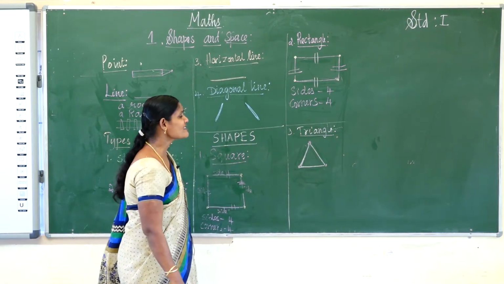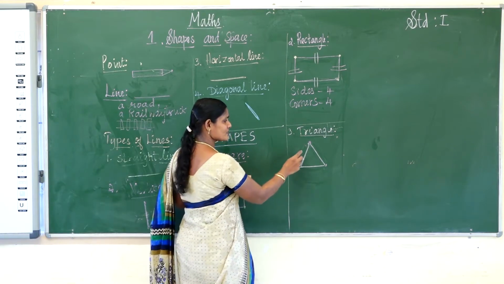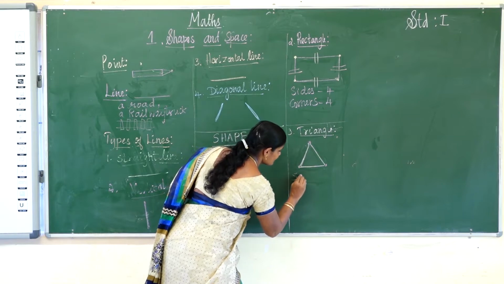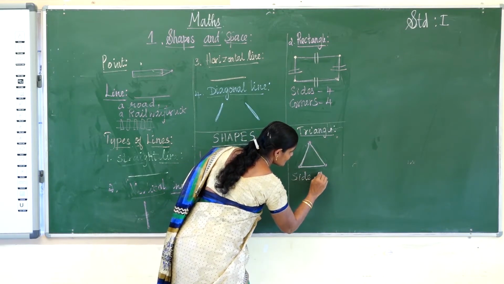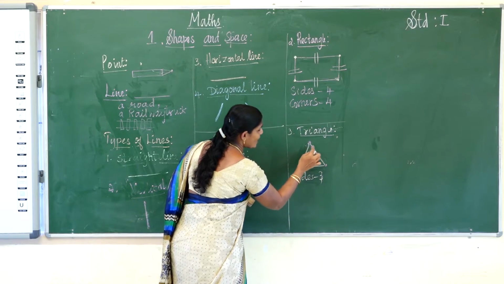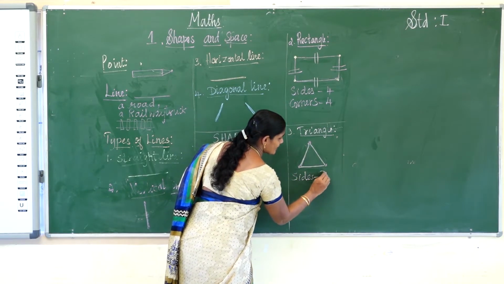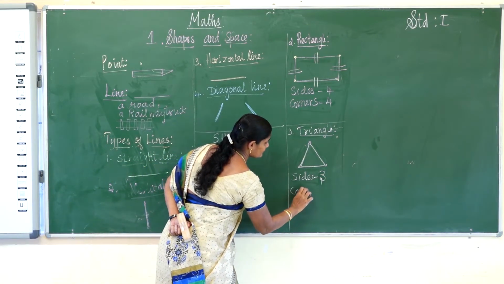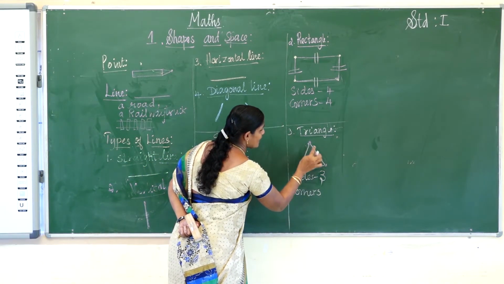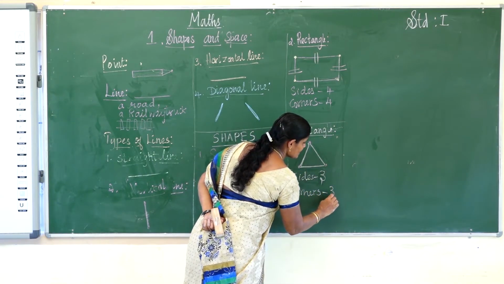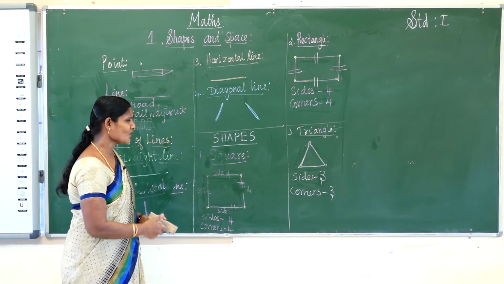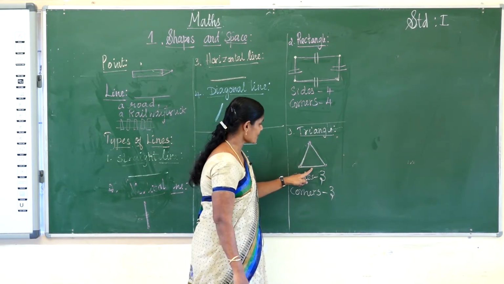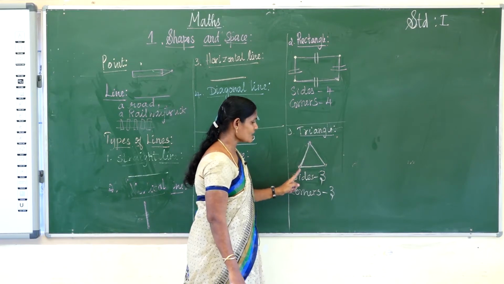So how many sides are there here? This is 1, 2, 3. So 3 sides are there. Okay, how many corners are there? 1, 2, 3. So 3 corners are there. Okay, this is the triangle. So how many sides? 1, 2, 3. 1, 2, 3 corners are there.